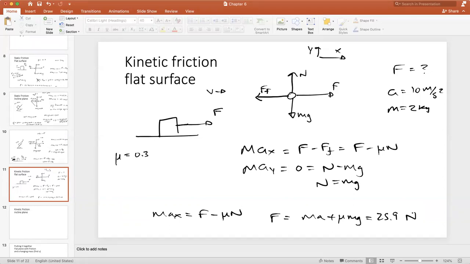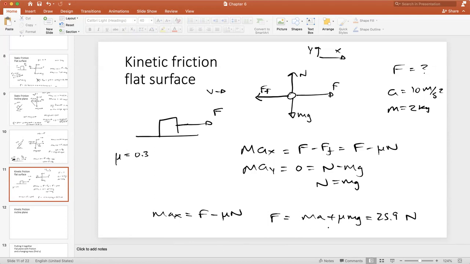newtons. So in order to pull this with an acceleration of 10 meters per second squared, if there's friction, I would have to pull it at 25.9 newtons. If there were no friction, it would be 2 times 10. The force would just be ma, and that would be 20 newtons. So there's 5.9 newtons worth of frictional force in this problem. And we can see that by multiplying 0.3 times 2 times 9.81, and we get 5.886 newtons.